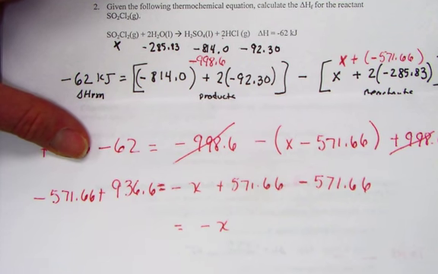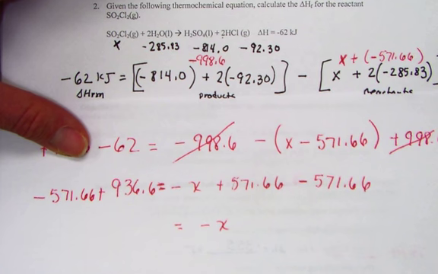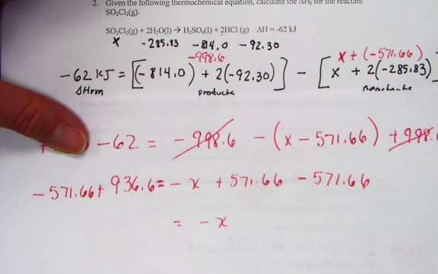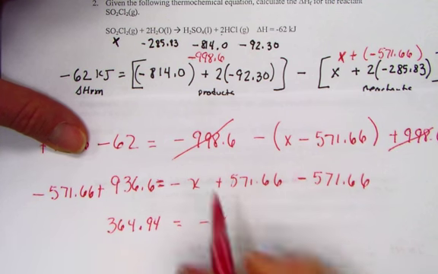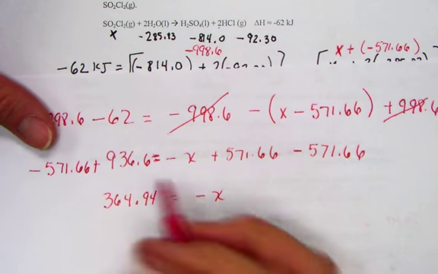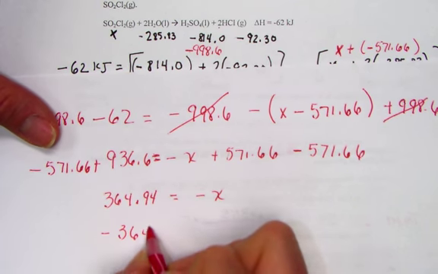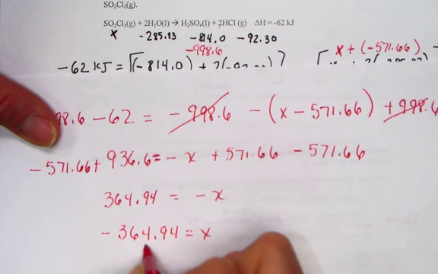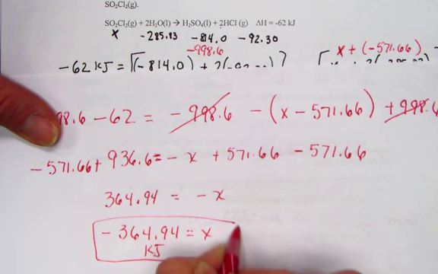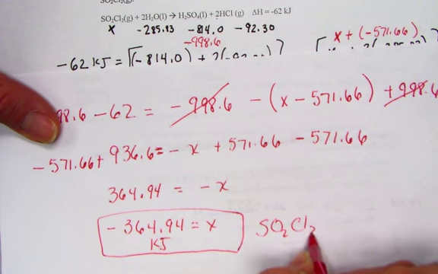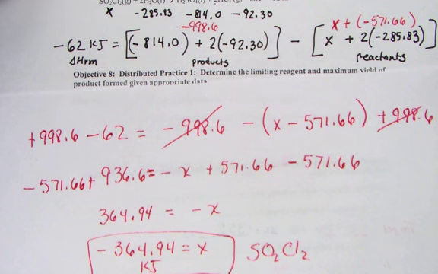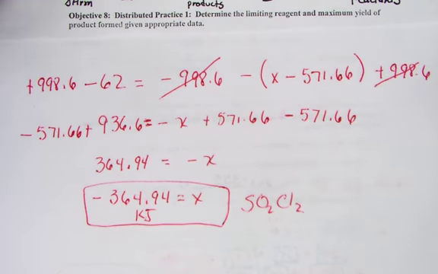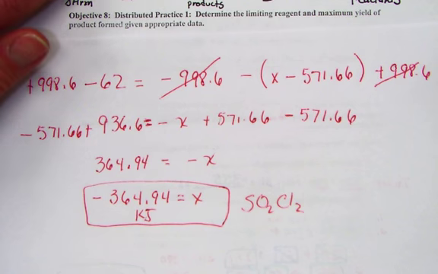On my calculator, I have positive 936.6 minus 571.66. 364.94 is the value of negative x, so I'll just simply flip the sign. 364.94 equals x. And there's the kilojoules, the value given to SO2Cl2. Now I did the algebra step by step. You wouldn't need to show all that if you could do that on your calculator. Negative 364.94, the value of our target variable, the reactant SO2Cl2.